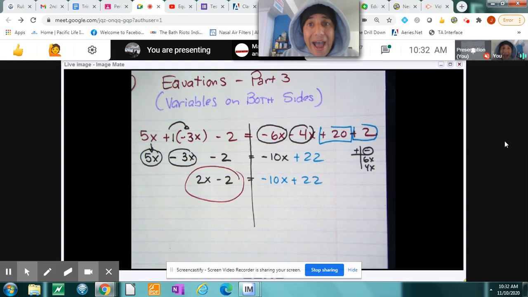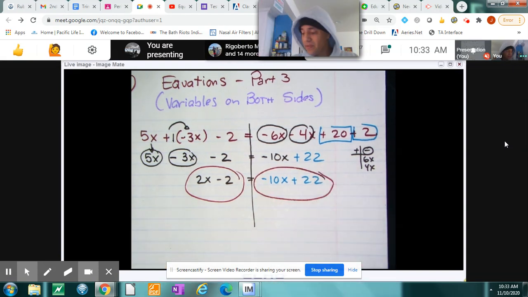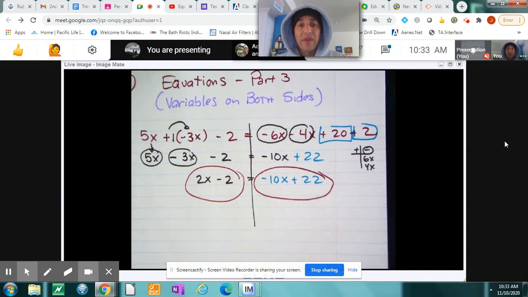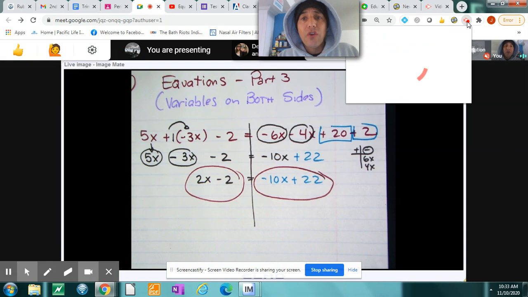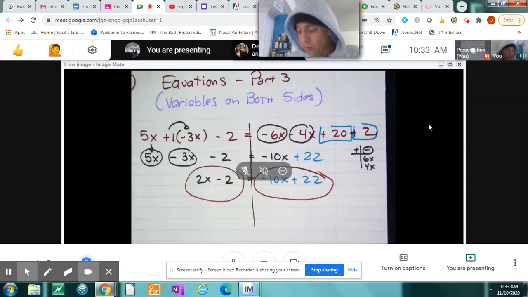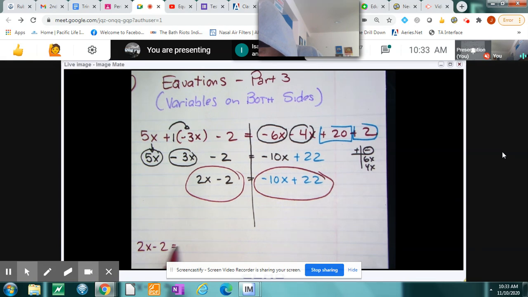What I like to do is take care of the x's first. So you see here I have the x, and here I have x's. I have them on both sides, so you have to take them away. Remember, in math, what number represents taking them away? 0, right? Because when you take away something, you don't have anything anymore. So if we're going to take away the 2x, I'm going to write this right here. 2x minus 2 equals negative 10x plus 22.